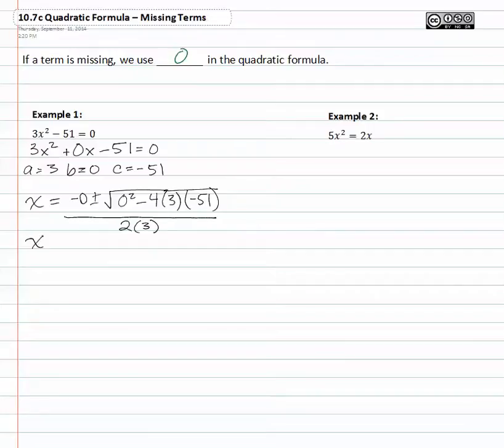We can simplify this substantially because of the zeros. We don't need to worry about negative 0. That's just 0. And we can rewrite the plus and minus sign in front of the radical. Then we're going to have negative 4 times 3 times negative 51, all over 6. A negative times a negative right here gives me a positive.